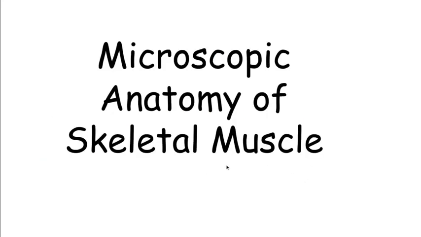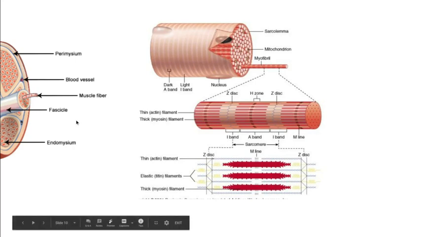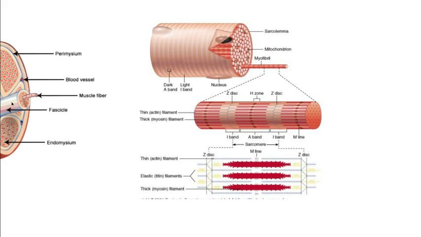So now let's look at the microscopic anatomy of a skeletal muscle. Just to orient yourself, this is that drawing that we had before, where this is the single muscle cell right here. Okay, so now this right here is the single muscle cell. So this and this are the same.